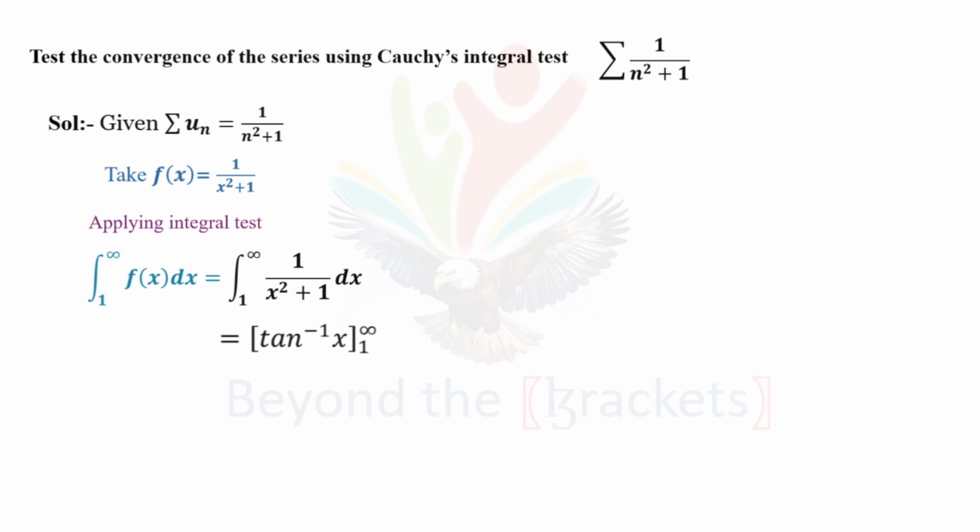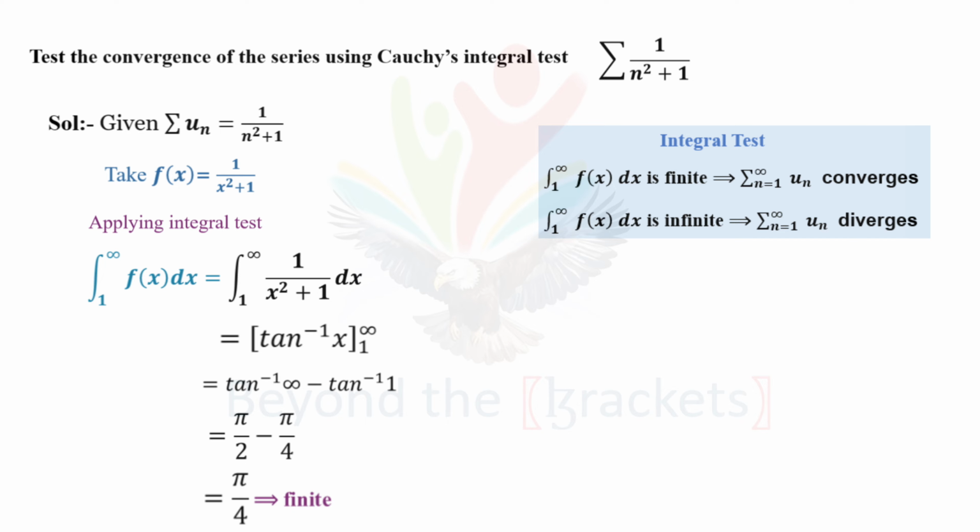Applying the limits, we get tan inverse infinity minus tan inverse 1, which is pi by 2 minus pi by 4. On simplification, we get pi by 4, which is a finite value. So, by the integral test, the given series is convergent.